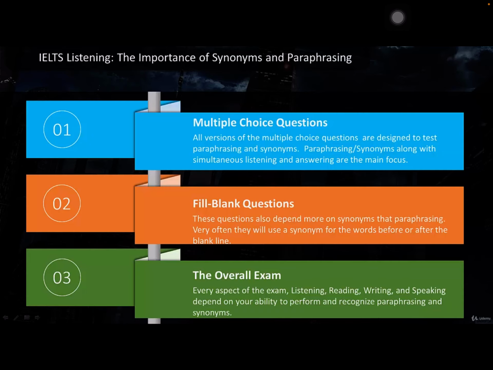For the overall exam, it's all about synonyms and paraphrasing. For the reading section, you have to be able to skim and scan for synonyms, and then you have to be able to read and choose answer choices that are paraphrasing of what they have in the passage. For the speaking section and the writing section, you have to be able to use synonyms and paraphrasing. The better you use them, the higher score that you're going to have.